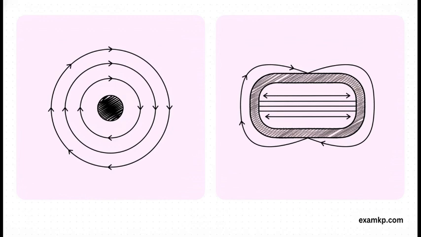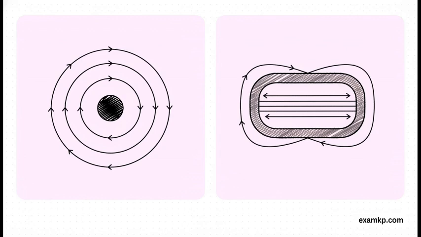But look what happens when we take that same wire and coil it up into what's called a solenoid. Suddenly, the field inside becomes incredibly strong, super uniform. It basically acts just like a powerful bar magnet. That simple change in shape is a total game changer.